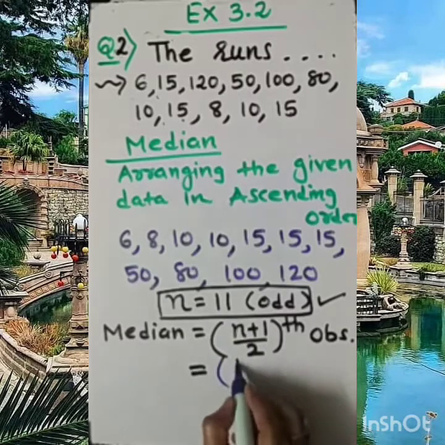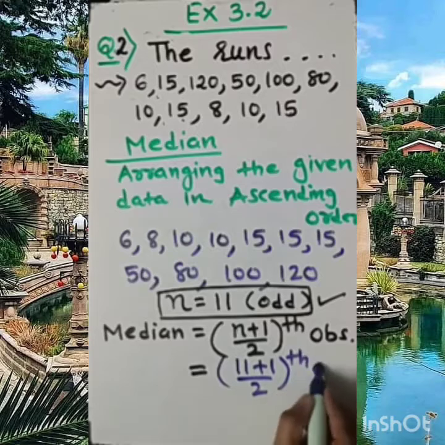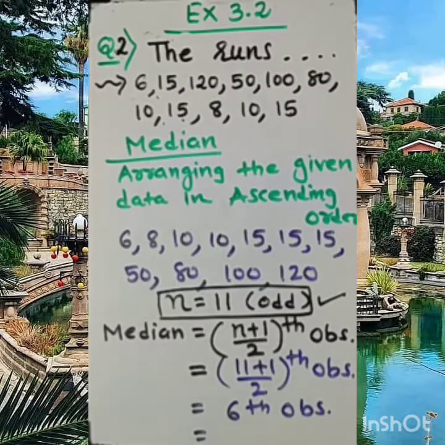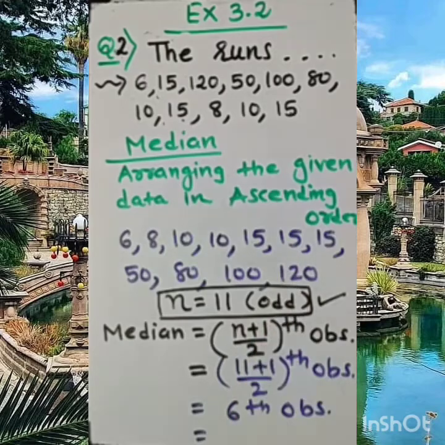So let me write here (11 + 1)/2 by the observation. Now 11 plus 1 means 12, and 12 by 2 is the sixth observation. Clear to you? So what is the sixth observation from here? Let's count: 1, 2, 3, 4, 5, 6. It is coming 15. So I can say here the median of the given data is 15.